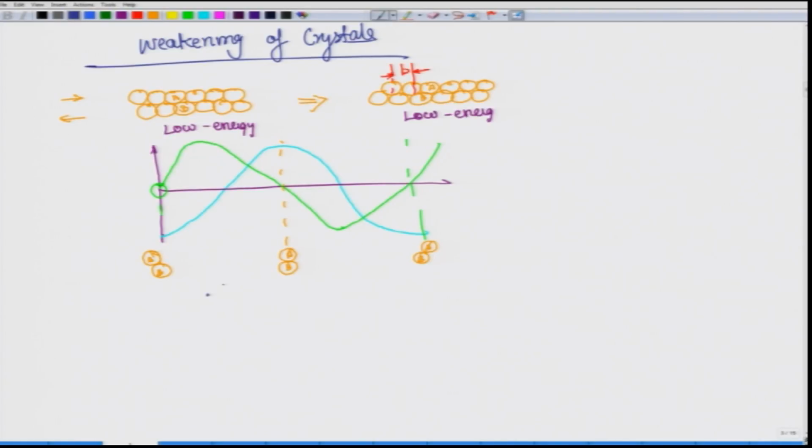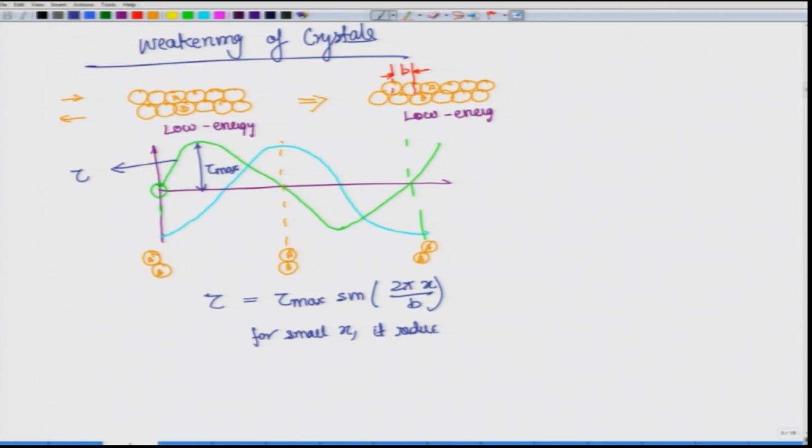Now, here if you look, this is tau, which is the shear stress, and therefore, this amplitude would be called tau max. So, this tau, which has a sinusoidal relation, can be written as tau max sin 2 pi x by b. For small x, this reduces to tau equal to tau max 2 pi x by b. This is a very small quantity, so we can say that tau is equal to tau max 2 pi x by b, but this is only when x is much less than b.